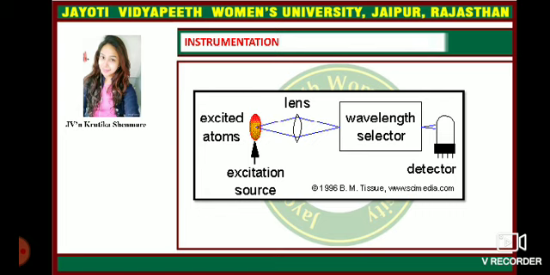So this is the instrumentation. The excited atoms pass through an excitation source, through a lens, and then there is a wavelength selector or a monochromator, and then it detects the required wavelength, which is recorded.